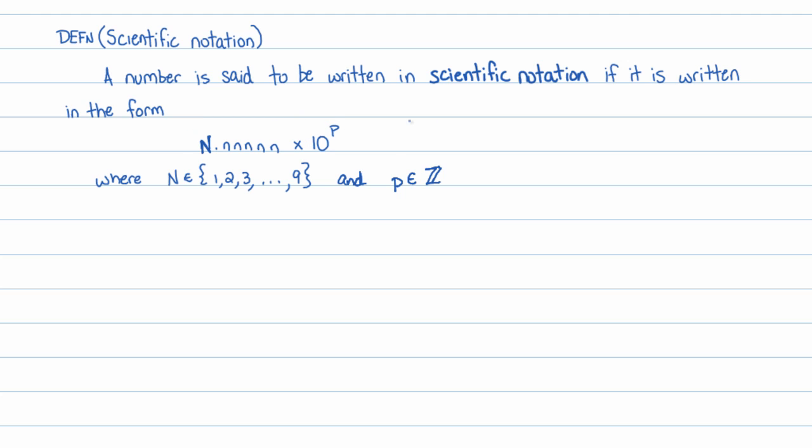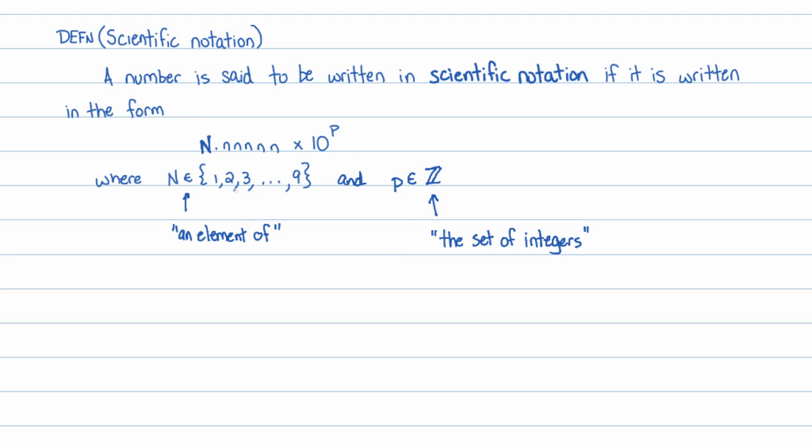That's a number given in scientific notation, where capital N is a number in the set, and that little e right there means an element of. So N is an element of the set 1, 2, 3, all the way up to 9. So capital N is just a number between 1 and 9, including 1 and 9. And the power p is an element of the set of integers. So remember that Z means the set of integers. That means it could be 1, 2, 3, 4, 5, 6, 7, so on and so forth, or it could be negative 1, negative 2, negative 3. It could even be 0.